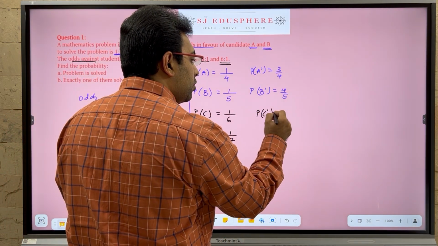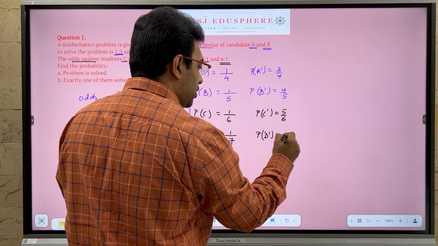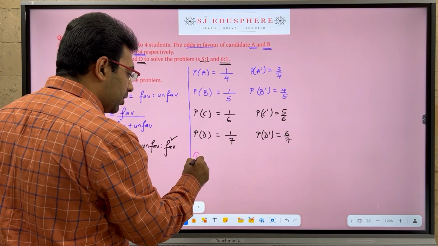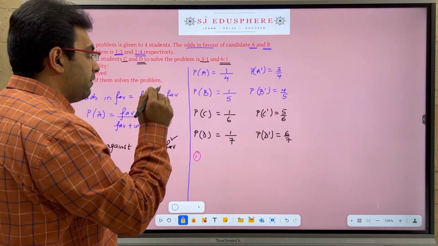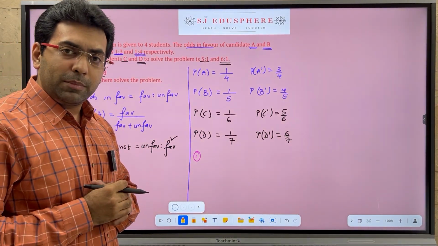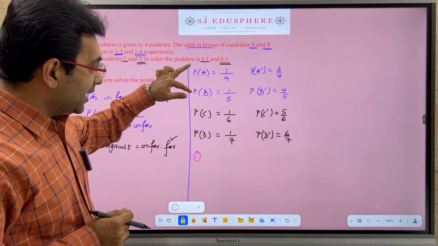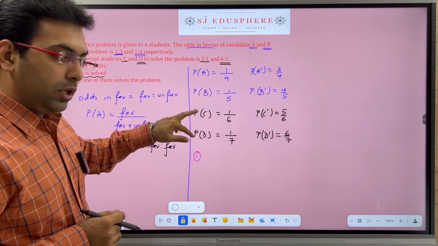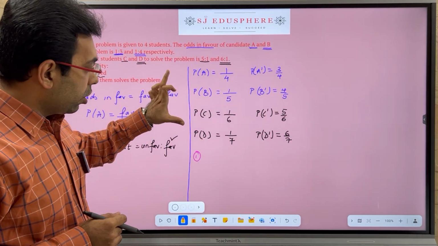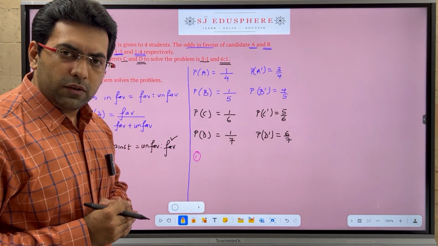Probability of C not solving will be 5/6. And probability of D not solving will be 6/7. The first part of my question here says, find the probability that your problem is solved. Problem is solved means any one of them will solve the problem, or any two will solve the problem, the other two will not, or any three will solve the problem, the fourth one may not, or all four solve the problem. Now, will this not get a little tedious to solve?